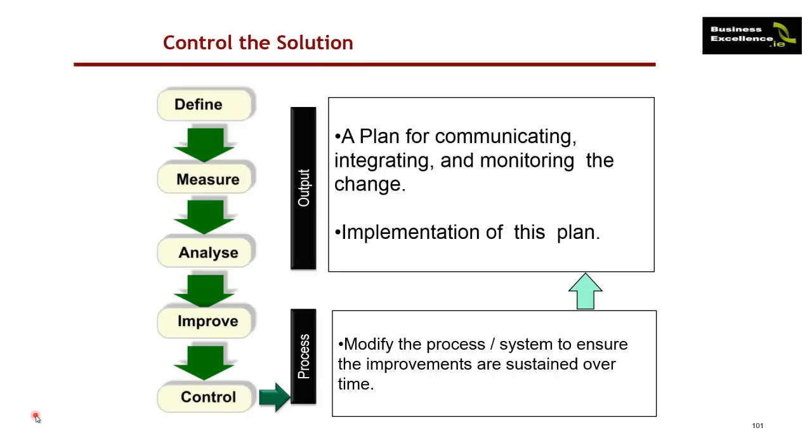The last phase in the DMAIC cycle is the control phase. Control is about communicating, integrating, monitoring the process for the future. It's about standardizing whatever solution we now put in place and making sure that it is part of the normal process forevermore. So what we want to do is modify the process or the system to ensure any improvements we implemented are sustained over time. And the output of it, like we said, is a plan for communicating, integrating, and monitoring the changes. What's important as well is that we have a plan to implement.